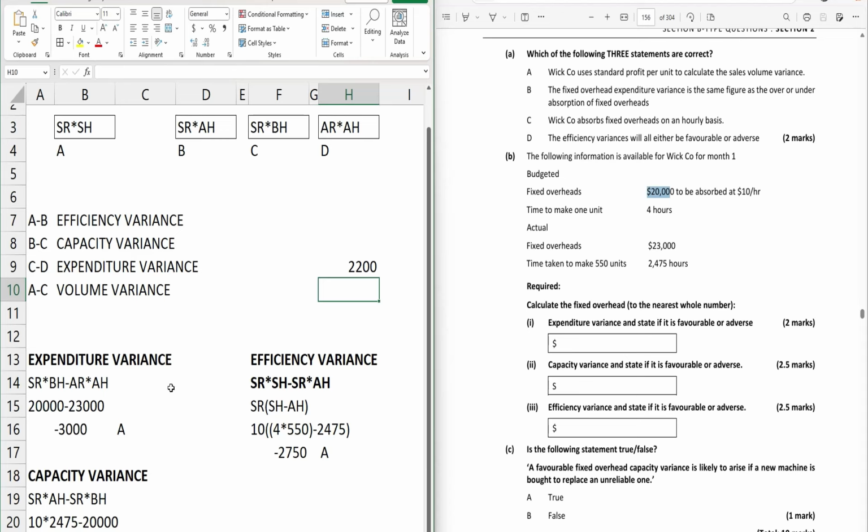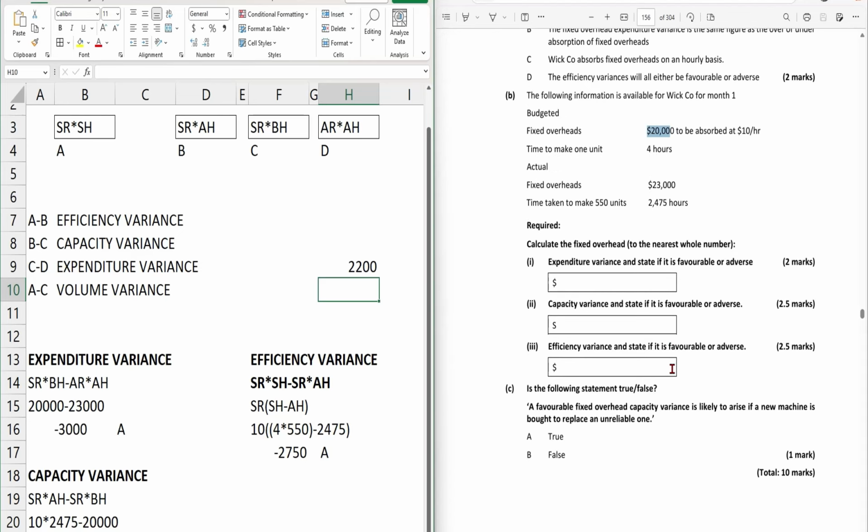So it's quite easy. If you remember the one formula, the whole calculation can be performed and you score the 7 marks very easily. Now next question, and this one is the last. Is the following statement true or false? The statement is: a favorable fixed overhead capacity variance is likely to arise if a new machine is bought to replace an unreliable one.